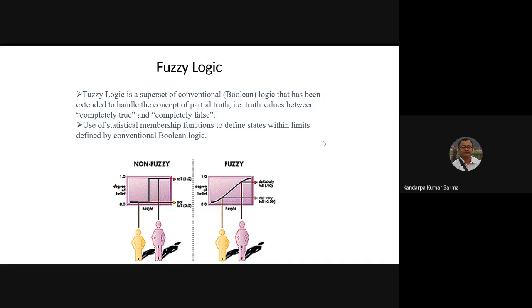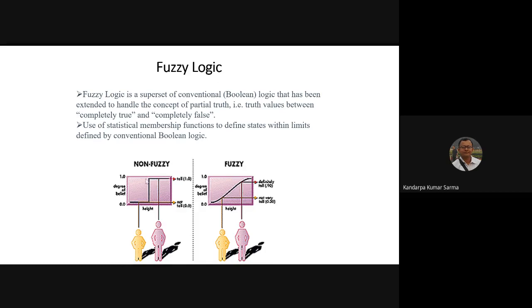We can consider fuzzy logic to be a superset of conventional Boolean logic that has been extended to deal with the concept of partial truth, so truth values between completely true and completely false. The primary difference comes from the use of a membership function to define states within the limits defined by the conventional Boolean logic.